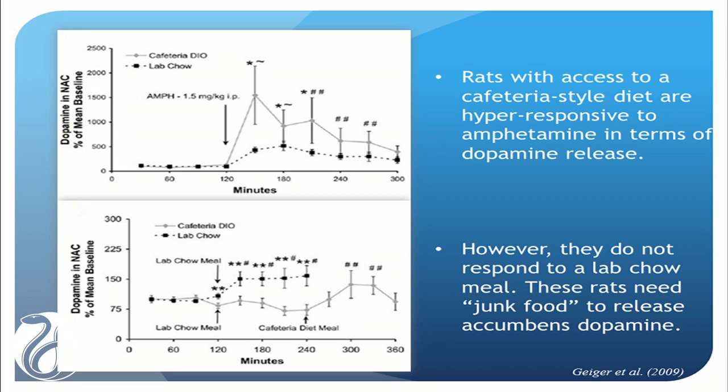We decided to give our rats that were overweight on a cafeteria diet amphetamine. And what we found is that the rats that have the cafeteria diet and are overweight will release a lot more dopamine in response to that amphetamine. So being overweight, having this highly sugar, highly fat-rich diet is causing their brains to change so now they're hyper-responsive to amphetamine, similar to what I just showed you with sugar.